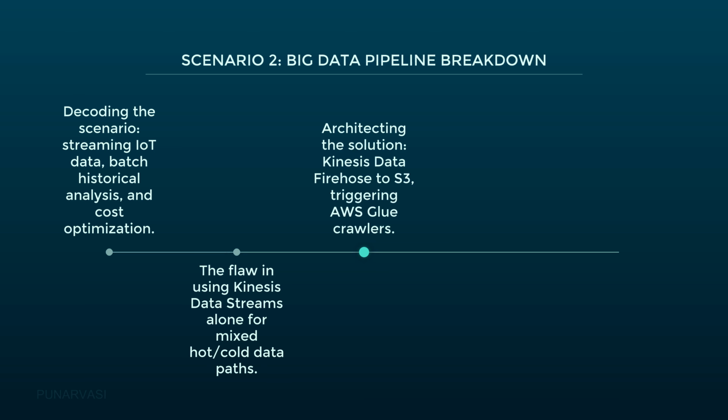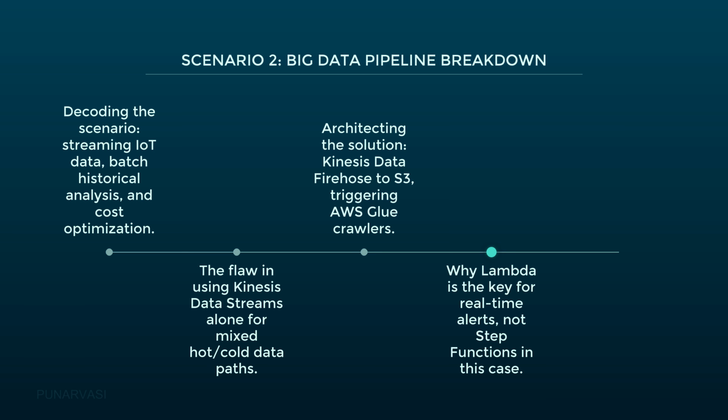The real power isn't in the individual services, but in the orchestrated handoff. Kinesis delivers the stream, S3 provides the durable, infinite-scale landing pad, and Glue automates the data discovery. The pattern clearly indicates a self-sustaining system where data, once landed, immediately becomes ready for analysis without manual intervention.